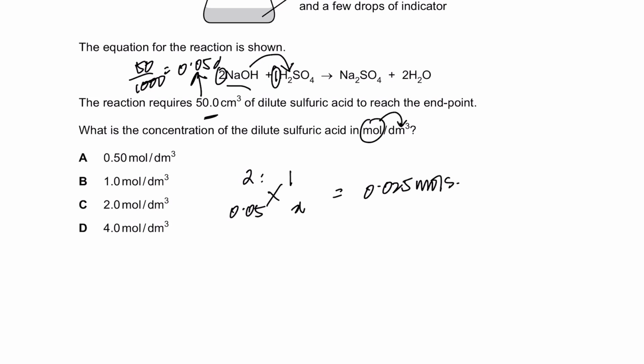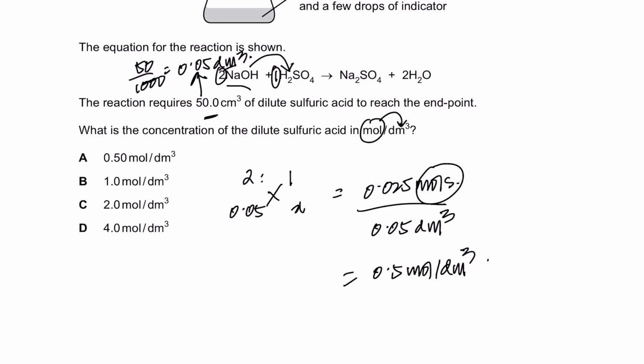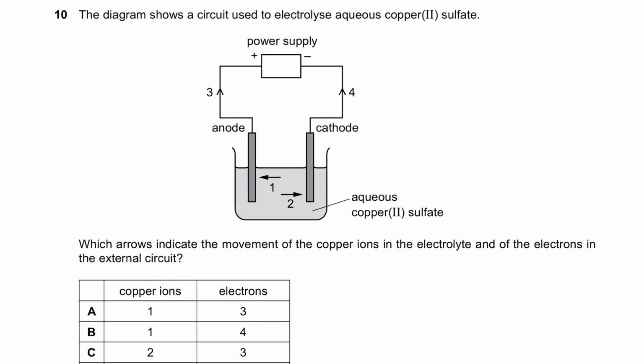Now just divide the two. Mole per dm³ means divide the moles over the dm³. So 0.025 divided by 0.05 dm³. And what do we get? 0.025 divided by 0.05 gives me 0.5 mol per dm³, which is A. That's the concentration, that is A. You could have also used the formulas, but I just like to do cross multiplication, yeah?